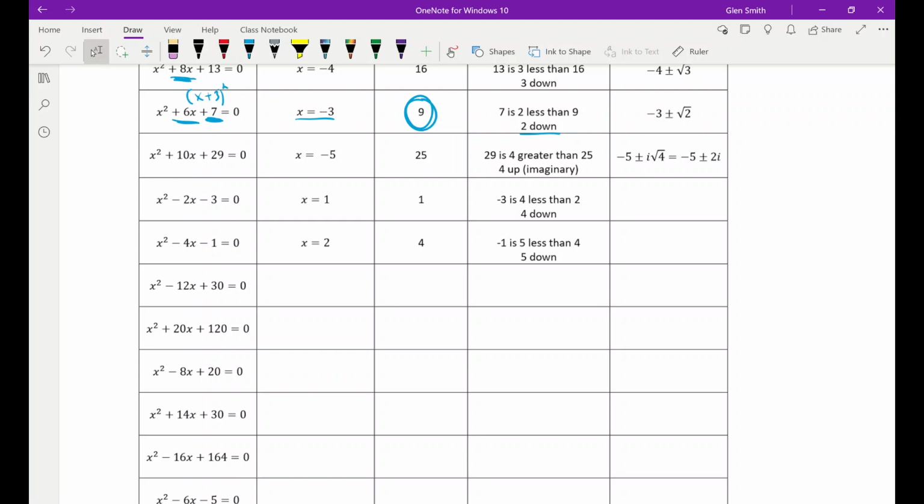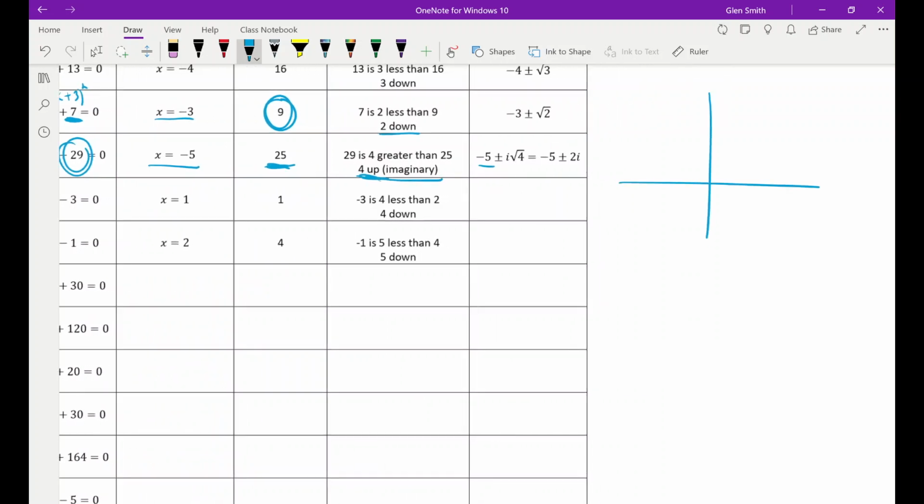Okay, so the plus 10 tells me it should be x plus 5 squared, which means we're going 5 left. That's x equals negative 5 is my vertex. That tells me this part. If negative 5 is the value of my vertex, x plus 5 squared, right? That's going to give me plus 25 when I square it. But I have a 29, which is 4 too big, which means it must be up 4. And that tells me I have imaginary roots.